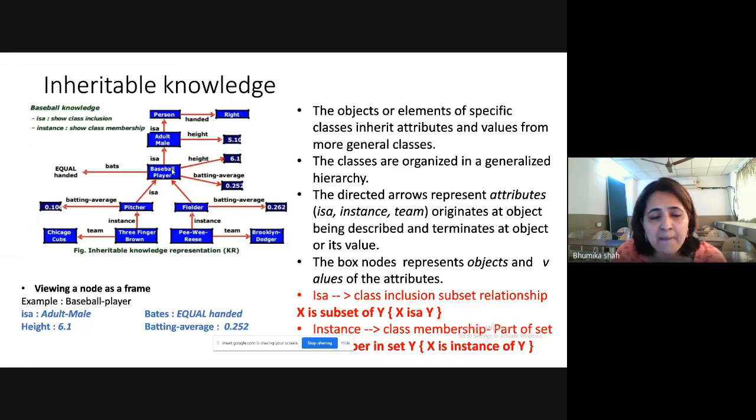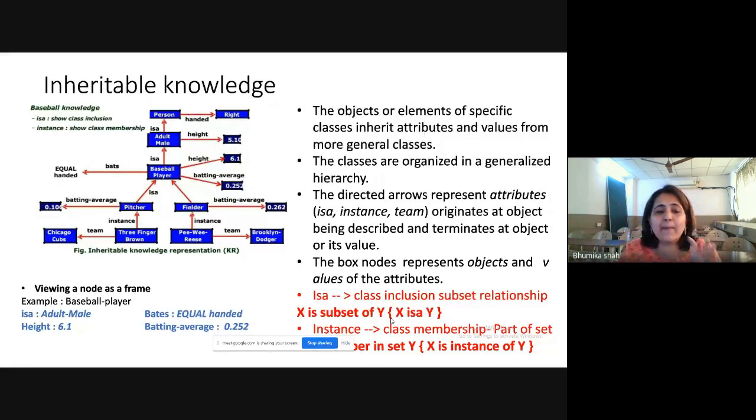So what is ISA? Check the bottom right portion, where I have written the meaning of ISA. ISA indicates class inclusion. What is the meaning of inclusion? Including something. It is like a set and a subset. A subset is included inside a set. Are you getting what I'm trying to say?